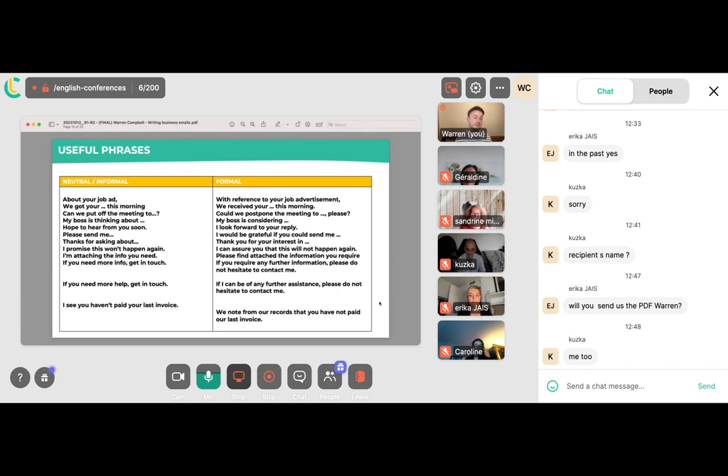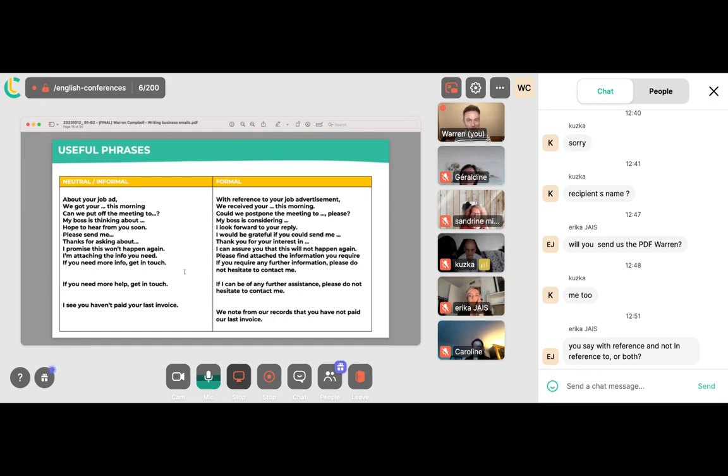Okay, we might say with reference to your job advertisement. We can see it down here as well with info. Okay, I'm attaching the info you need. You might say this to a colleague you have a good relationship with, just to make communication quicker. But if it's a client you're not overly familiar with, or perhaps someone in senior management, it would be much better to say, please find the attached information you require. Or if you require any further information, please do not hesitate to contact me.